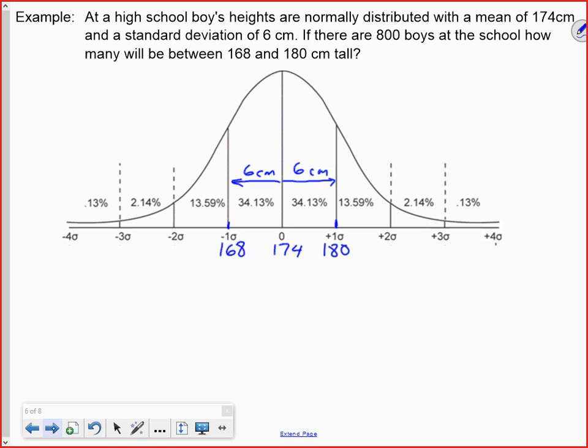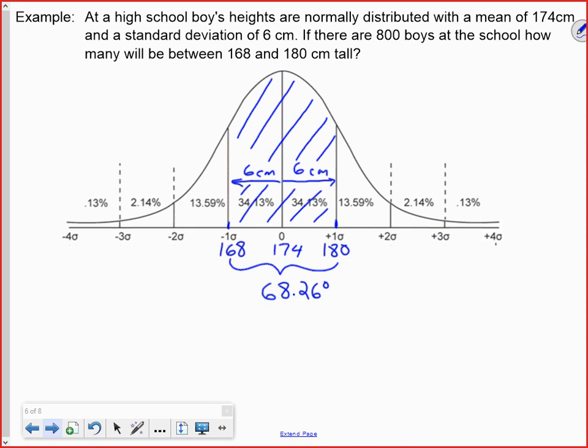Okay? And it just so happens that what they're asking us here is how many will be between 168 and 180. So how many are in this shaded area from plus 1 standard deviation to minus 1 standard deviation? Well, I'm going to use the numbers that are right on here. So 34.13 and 34.13 is a total of 68.26% of the data in that shaded area. So 68.26% of those 800 boys are going to have a height in that range from 168 to 180.